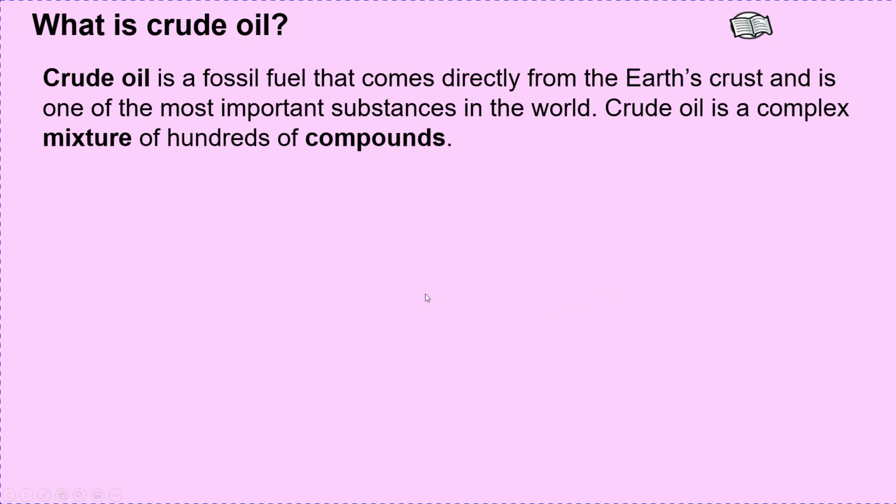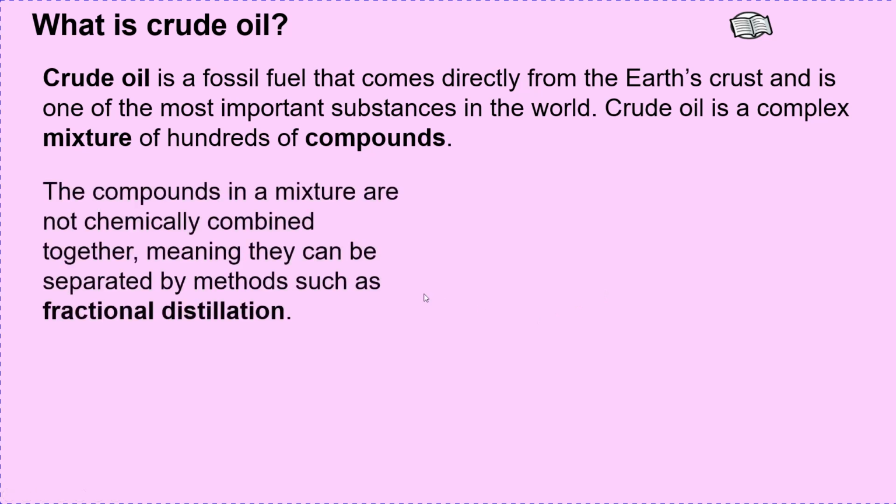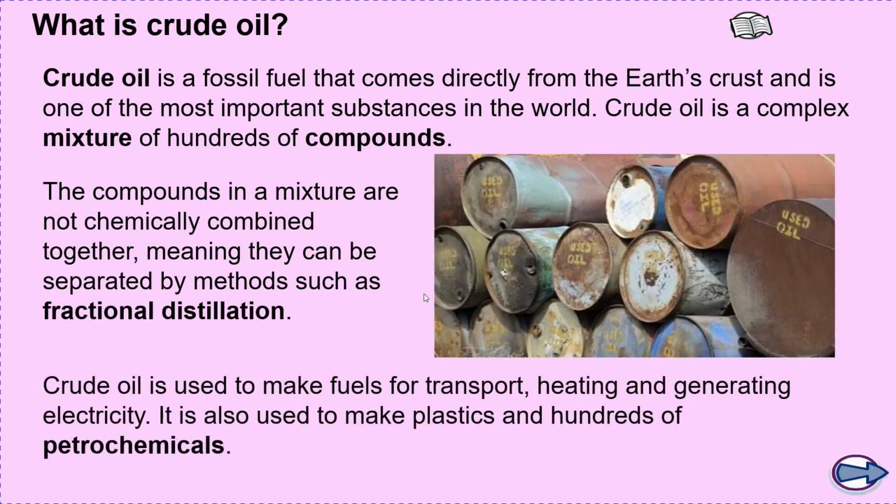Okay, so crude oil is a fossil fuel, so it was made millions of years ago. Okay, it's very, very important because it's so valuable in terms of what we use it for, because it contains lots of other compounds. We separate it out using a method called fractional distillation, which I'll talk to you about later on in the week. Okay, so we use it for lots and lots of different things.